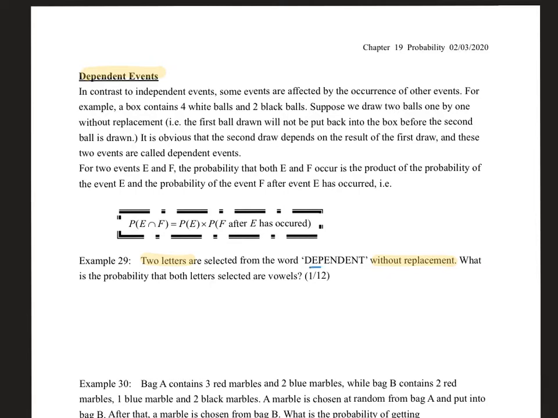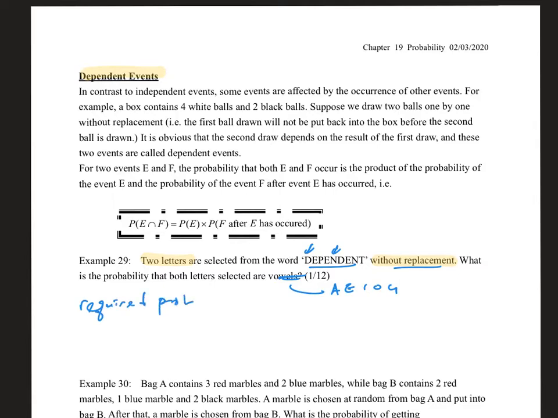So now you have the word "dependent" and you are getting two letters without replacement. That means, for example, if you get the D, you can't get this D the next time. If you get, let's say, the letter N, you have one less N in the second chance. So now when you want to know the probability of both letters being vowels, you are talking about A, E, I, O, U. So the required probability will be as follows.